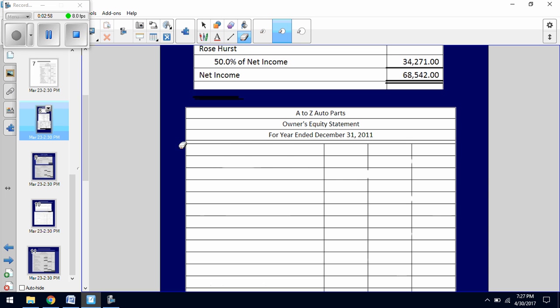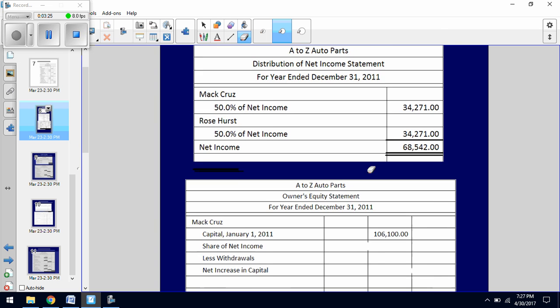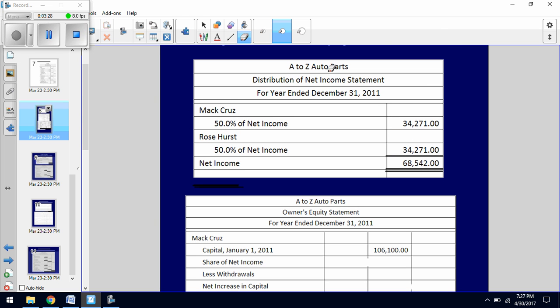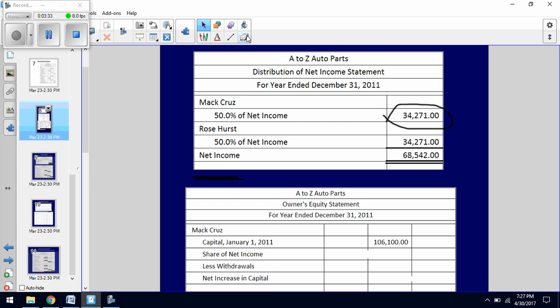All right, so I'm going to go ahead and start with our first partner here. You always want to think chronologically. You start with January 1st. We put in each person's share of net income. We take out their withdrawals. I'm going to put the numbers in. You have to make sure you memorize which column the numbers go in. We start in the middle. This person's share of net income from the distribution of net income statement above, right here, this number is going to go in the first column now.